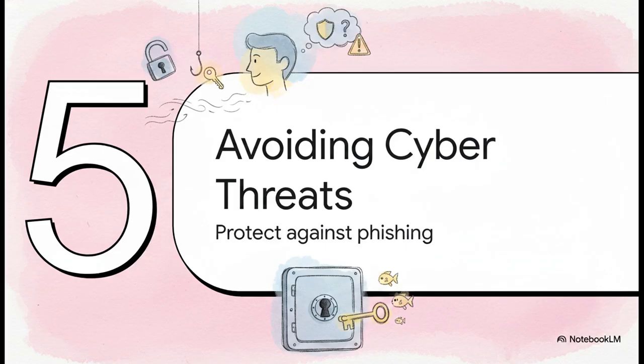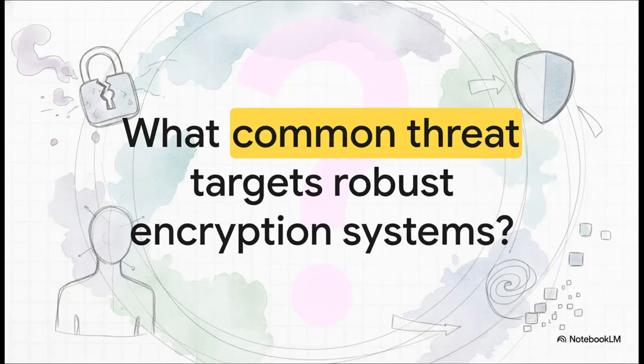We need to pivot from the software's incredible defense mechanisms to the human element, because I have to remind you, even the greatest, most mathematically perfect vault in the world is completely vulnerable if the user holding the key is tricked. Which brings me to a critical question for you. What common threat targets even the most robust encryption systems? I mean, if the hackers can't break the math, what do they break? They break the human. They bypass the technology altogether by directly targeting your psychology.